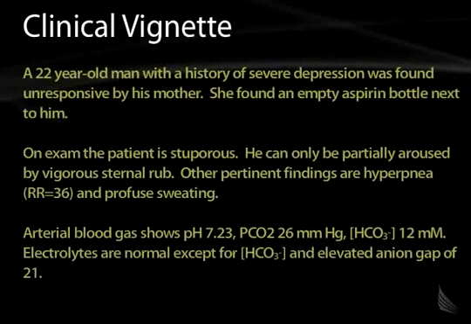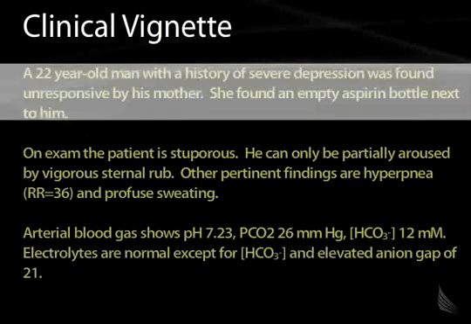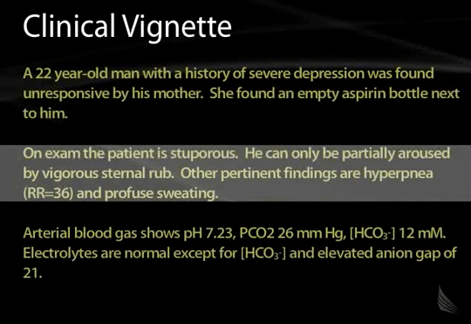Some of these acid-base disorders can be illustrated by the following clinical vignettes. A 22-year-old man with a history of severe depression was found unresponsive by his mother. She found an empty aspirin bottle next to him, indicating that perhaps he had attempted to commit suicide by an overdose of aspirin. Upon physical exam, the patient is stuporous, he's difficult to arouse, he's breathing very fast, a condition we call hyperpnea. His respiratory rate is 36, and he has profuse sweating.